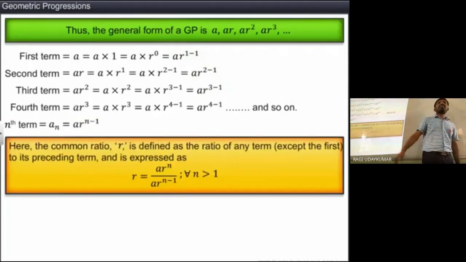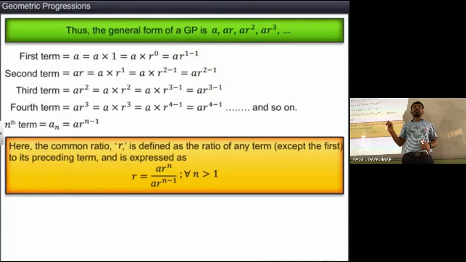So whenever you are taking the common ratio, R is defined as the ratio of any term except the first term to its preceding term. That is expressed as a(n) by a(n-1).